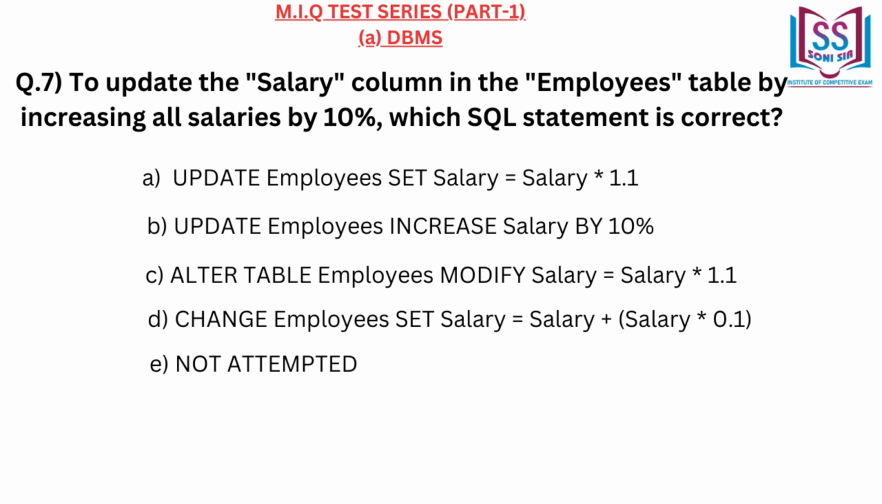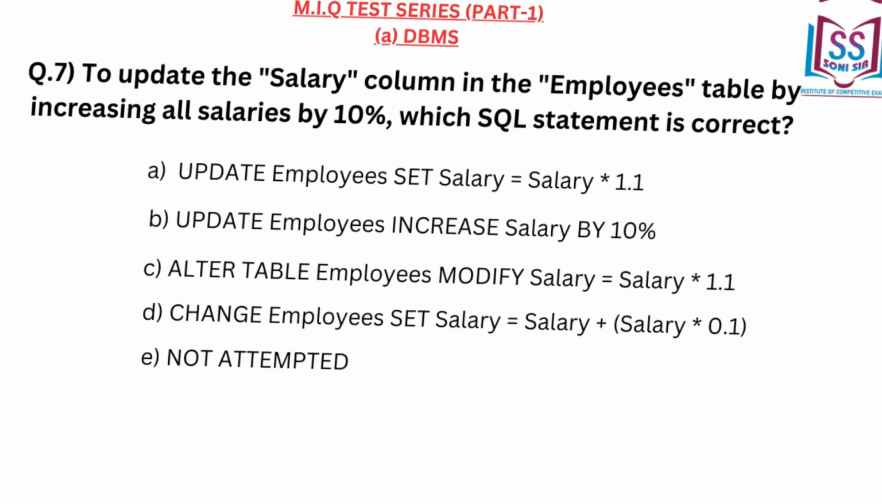To update the salary column in the employees table by increasing all salaries by 10%, which SQL statement is correct? A. Update employees set salary = salary * 1.1. B. Update employees increase salary by 10%. C. Alter table employees modify salary = salary * 1.1. D. Change employees set salary = salary + salary * 0.1.